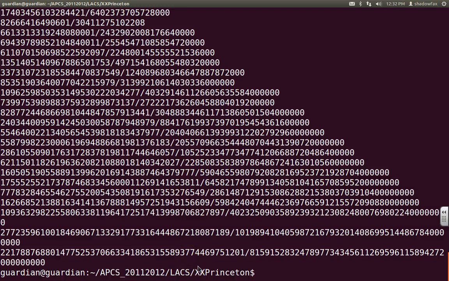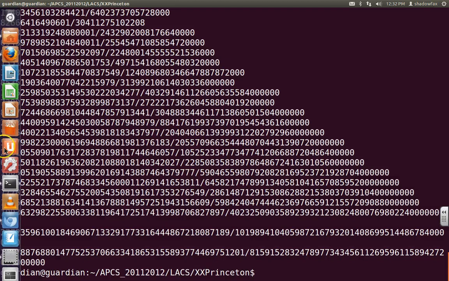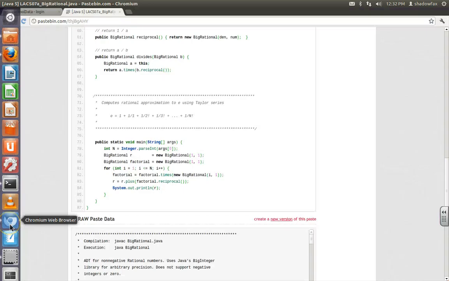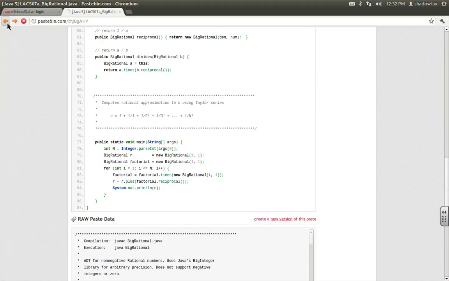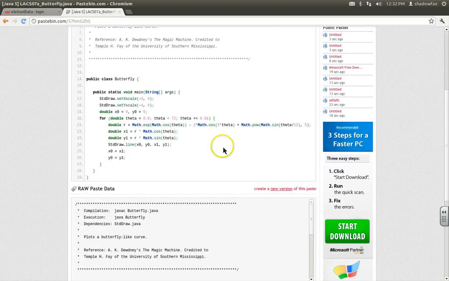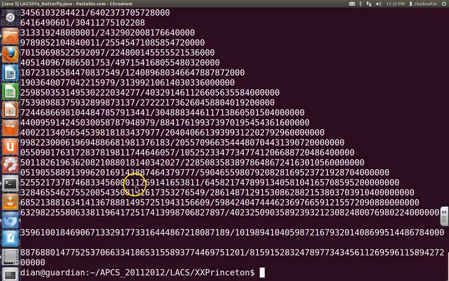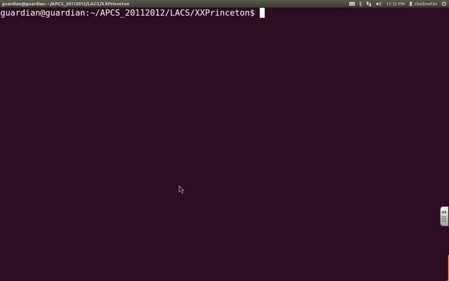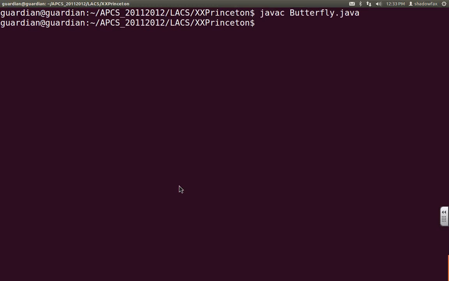Here's another nice polar graph. Let's see, if we go over here, I can show it to you. I think it was butterfly. Butterfly is, again, doing r times cosine theta and r times sine theta for the x and y components. And this is the polar function, which is completely insane, but let's see what it looks like. Let's go back here and javac Butterfly. There you go, and just run it.